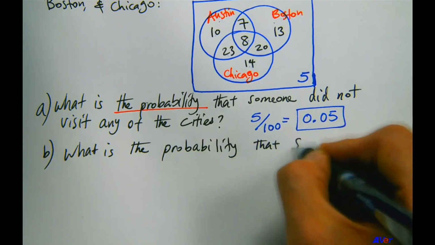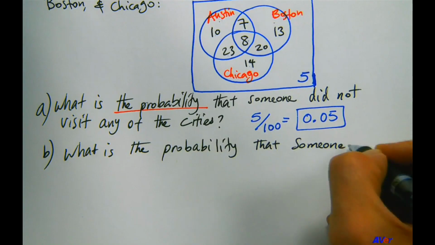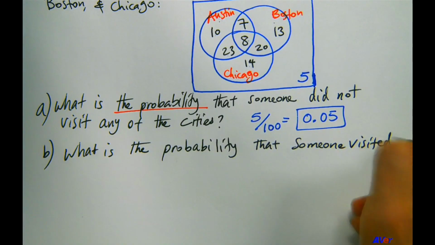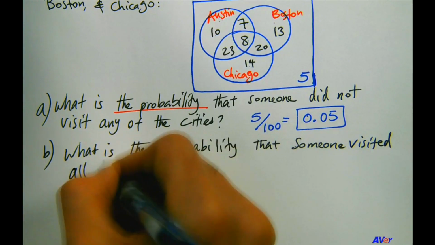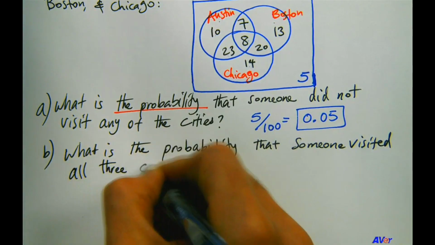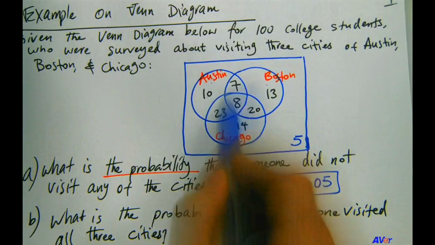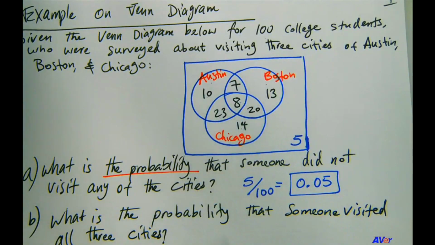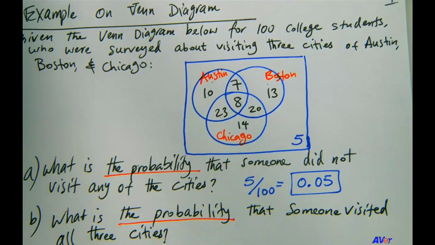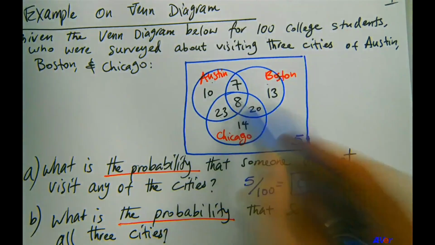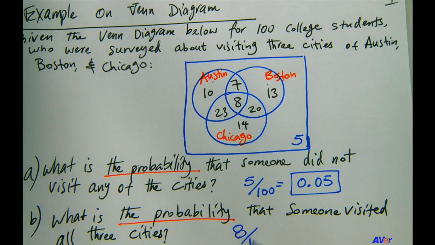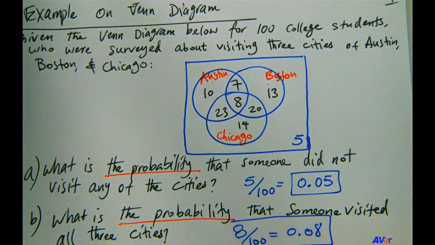What is the probability that someone visited all 3 cities? Okay, so that's 8 people visited all 3 cities, but they're asking not for the count, they're asking for the probability. So that count divided by the total. 8 over 100 or 0.08. Okay.